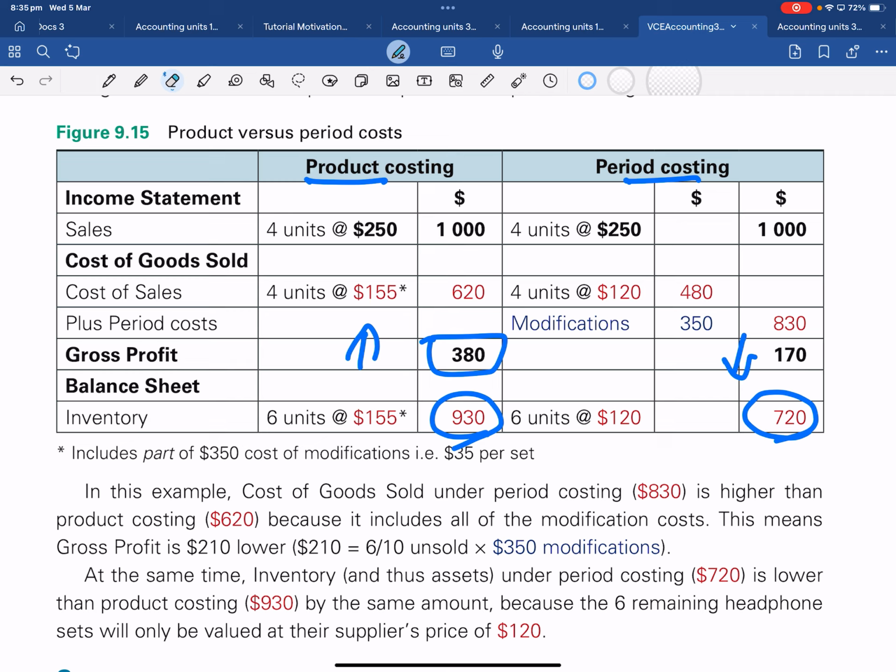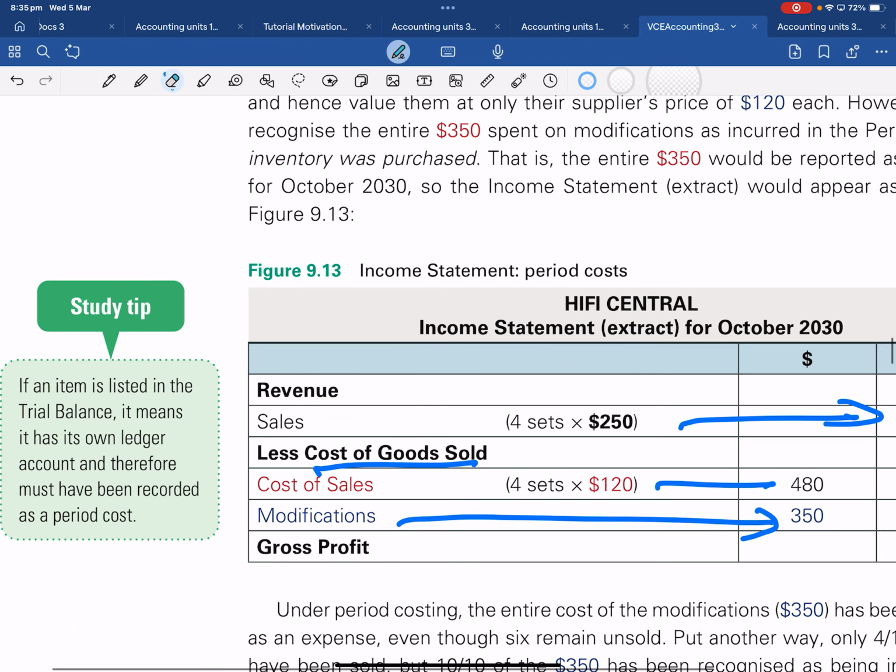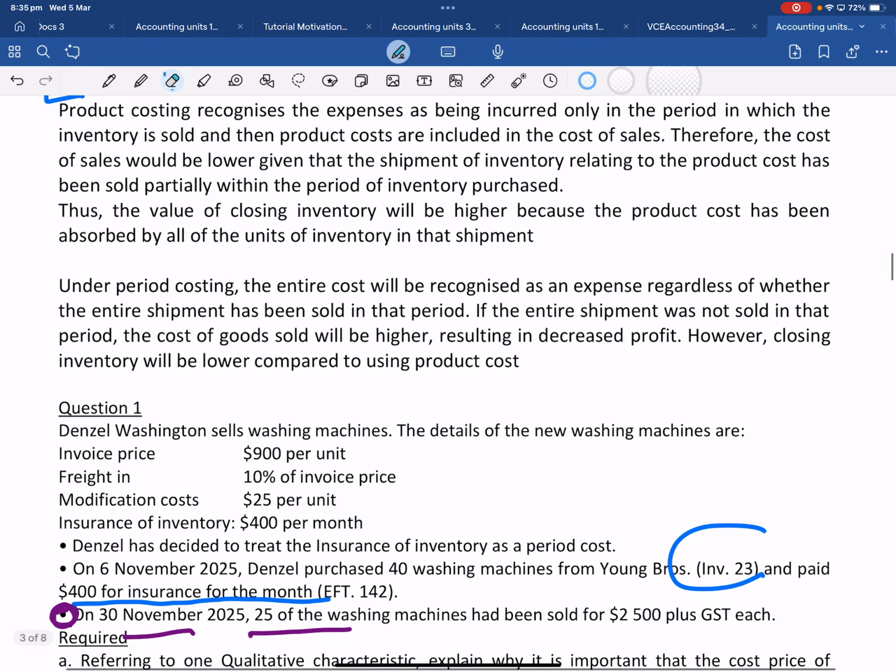Only if it is not sold will it affect. So if we partially sold it, and we identify a particular cost as a period cost, then our COGS will increase, gross profit will decrease, and inventory will also decrease compared to product costing. Is it clear, guys? Okay, so that's what I actually gave you in the note.